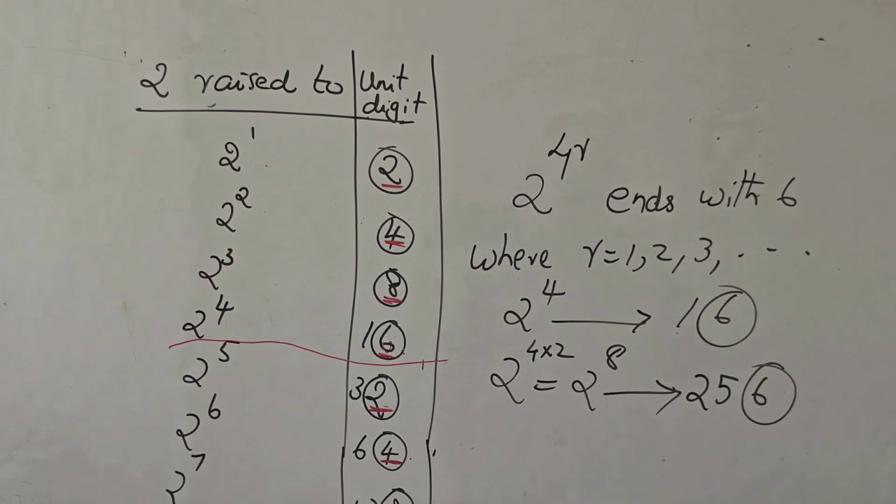After that, again the pattern repeats. 2 raised to 5 will end with a 2, 2 raised to 6 will end with a 4, 2 raised to 7 will end with an 8, 2 raised to 8 will end with a 6, because 2 raised to 8 is equal to 256. So if I have a power which is a multiple of 4, the units digit will be a 6.